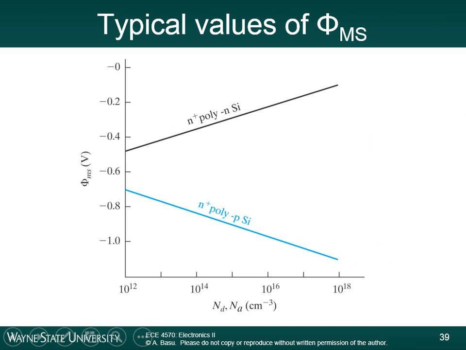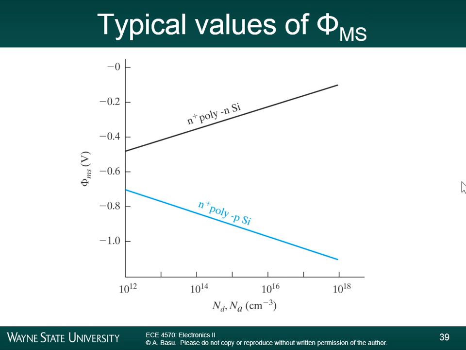Notice that you have doping on the x-axis, and on the y-axis you have the phi ms term. This is for N plus polysilicon and a p-type substrate. So this is for an NMOS device, and this black line is for an N-type substrate. So this is for a PMOS device. Again, blue line is the NMOS device, black line is a PMOS device. I would give you this chart if I wanted you to just look up the value of phi ms instead of calculating it directly. So there's two possibilities.